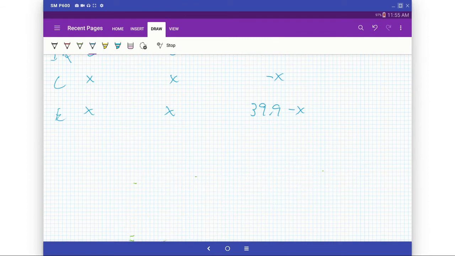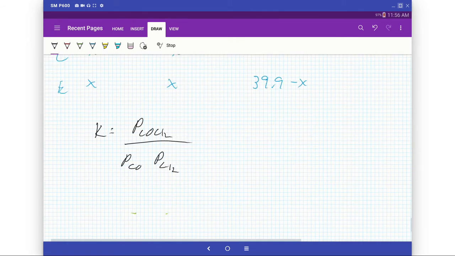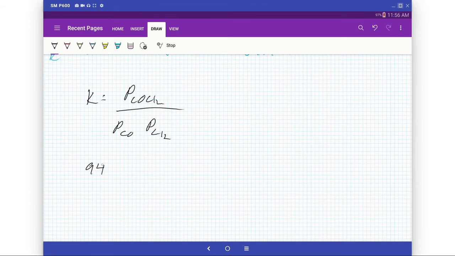Good. So the equilibrium expression, K, is pressure of phosgene over pressure of carbon monoxide times pressure of chlorine. Substituting in values, you have 94, and I'm dropping the units, but you can work through and make sure the units all work out, is 39.9 minus x over x squared. That needs to be solved.